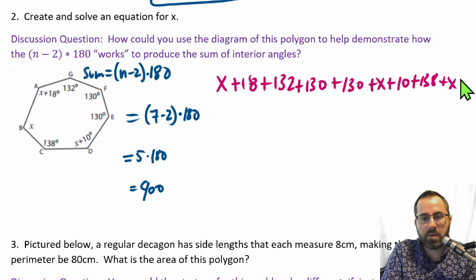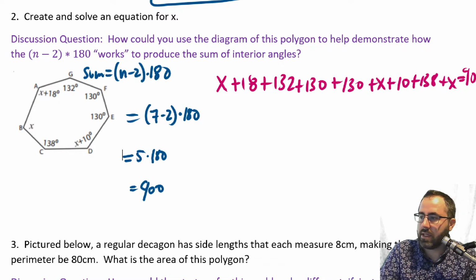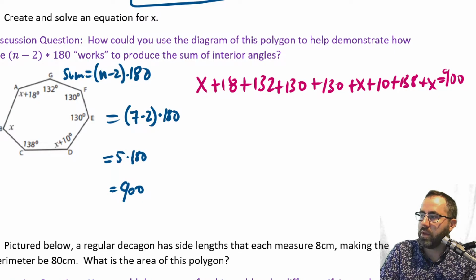And what will this sum equal to? Well, of course, it will equal 900. Oh, you can't see that. Let me move it over one more time. So this sums to 900 because the angles sum to 900. So now it's just a matter of solving this equation.